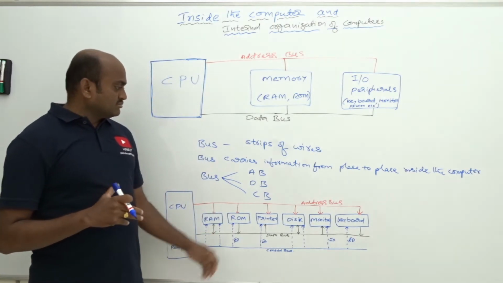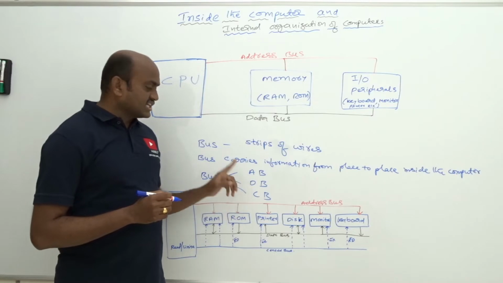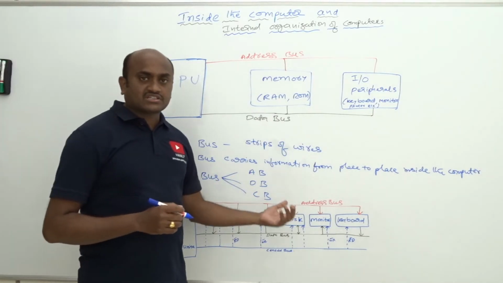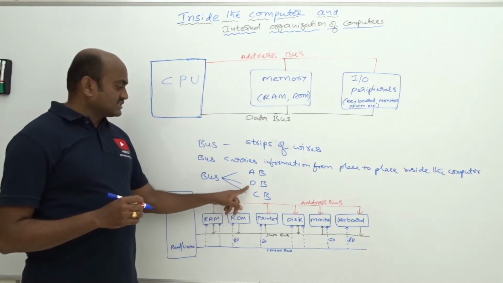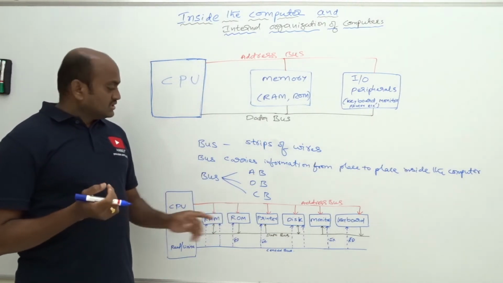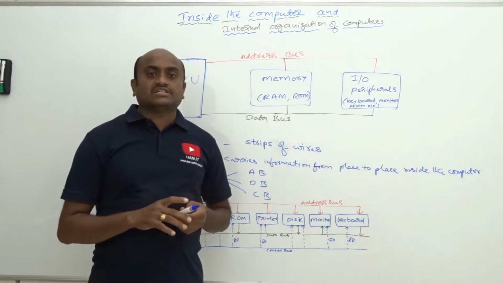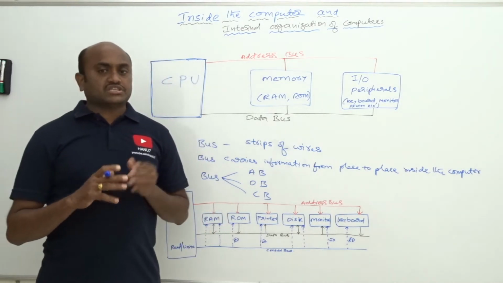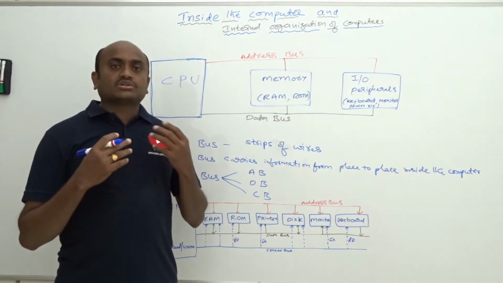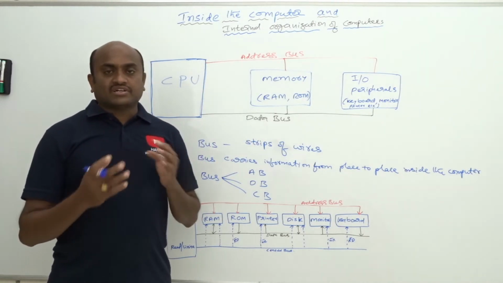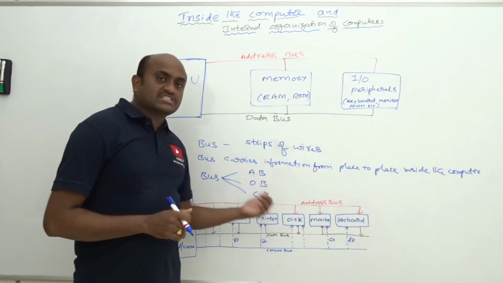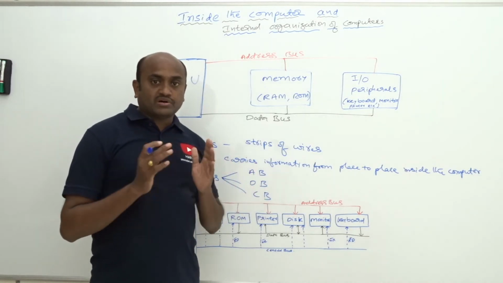Now, coming to more information about data bus, then we will go with address bus and control bus in the coming sessions. So now we will first discuss data bus. What is data bus? As I already told you, it is a group of data lines. The group of data lines which are available to carry or to move the data from one place to another place is called a data bus.